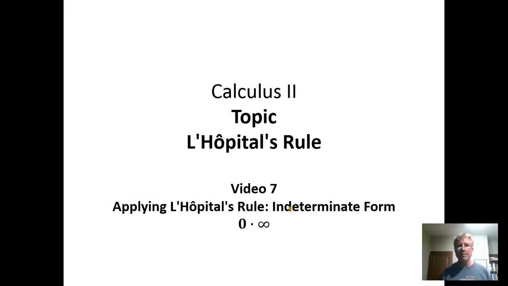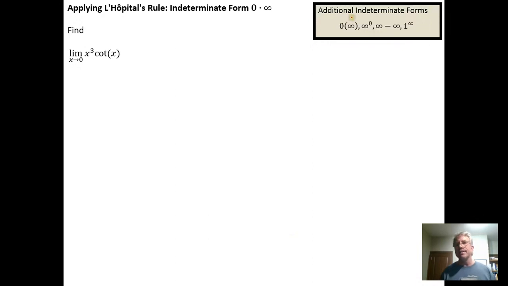So in this video, we're going to look at a case where we have the indeterminate form 0 times infinity and talk about how to deal with these types of indeterminate forms. So the big idea is there's additional indeterminate forms that we haven't talked about yet. And these are indeterminate in the sense that the forms 0 times infinity, infinity to 0, infinity minus infinity, 1 to infinity don't lend themselves to interpretation in regards of what the limit is going to be.